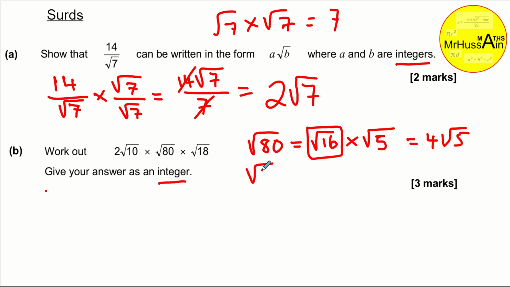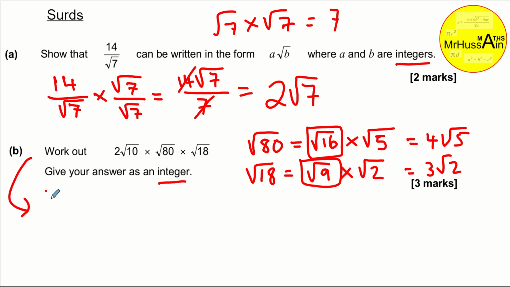Next one is root 18. 2 numbers which multiply to give you 18. One of them must be the largest square number that goes into it. There you go. Root 9 is 3. And there you go. I can then write this out again.